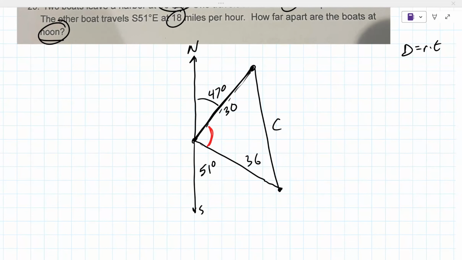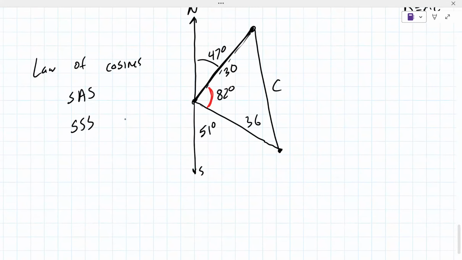82 degrees. Okay. So the law of cosines is called that because it's a side-angle-side problem. Do you remember that? You can also use it for side-side-side. So c squared equals a squared plus b squared minus 2ab cosine big C.